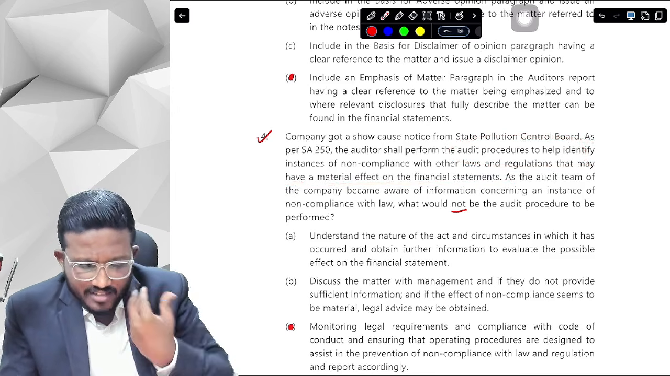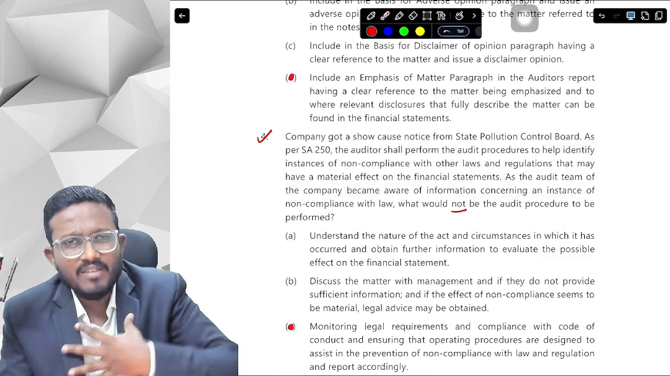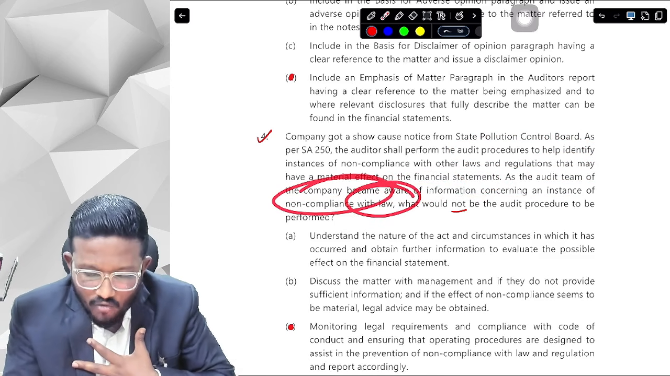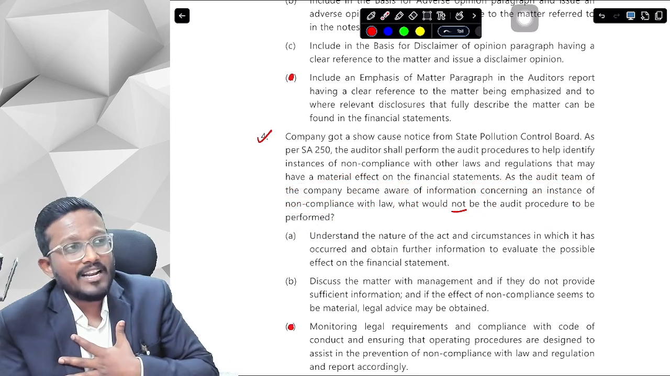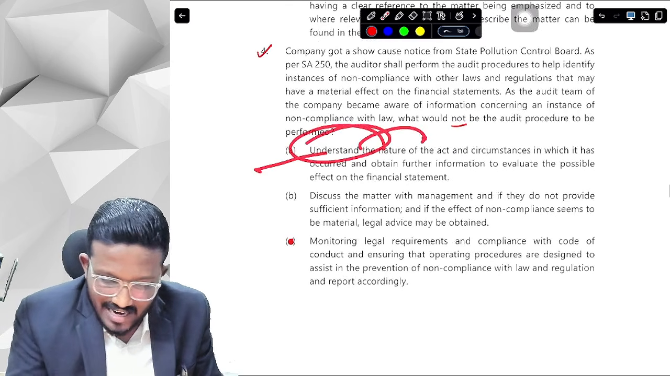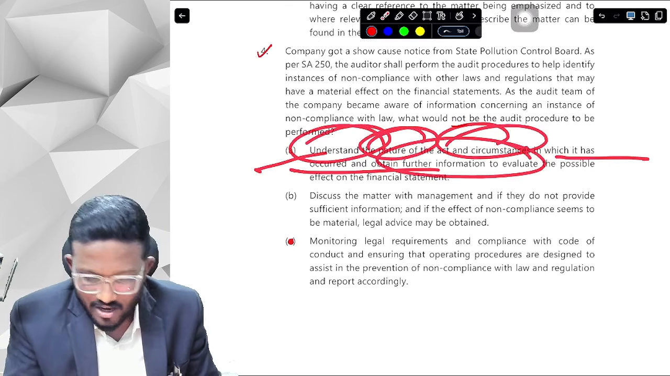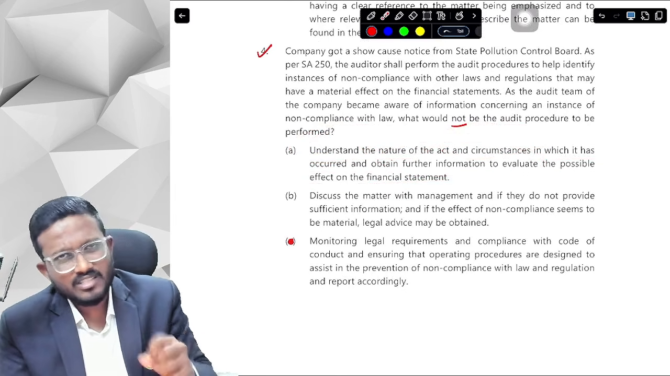Now, when as an audit team we become aware of any non-compliance with law, what would not be the audit procedure to be performed? So if I get to know about any non-compliance, what would not be the audit procedure to be performed? First of all, we need to understand the nature of the acts and circumstances which has occurred and obtain further investigation so that we can obtain the possible effect on the financial statements. Yes, we have to do it.